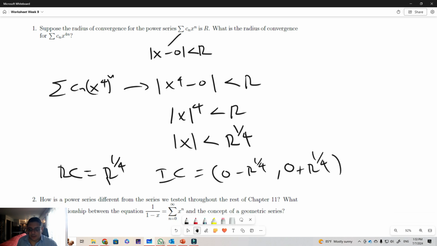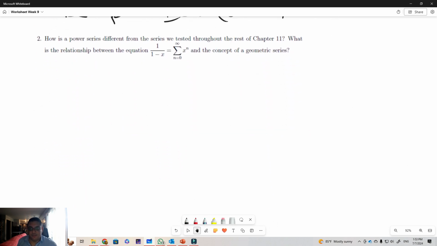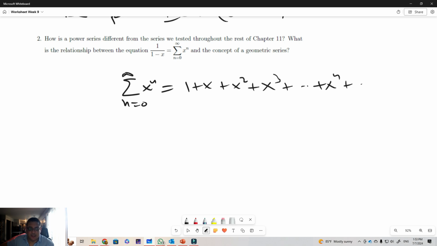Now, the next question is, how is a power series different from the series that we test in the rest of chapter 11, which is the harmonic, the geometric series? And the answer is that there's not really a lot of changes in here. Notice that this formula that we have over here is still assuming that you have similar behavior. So for example, this series from n equals 0 to infinity is 1 plus x plus x squared plus x cubed plus x to the n, and continues.